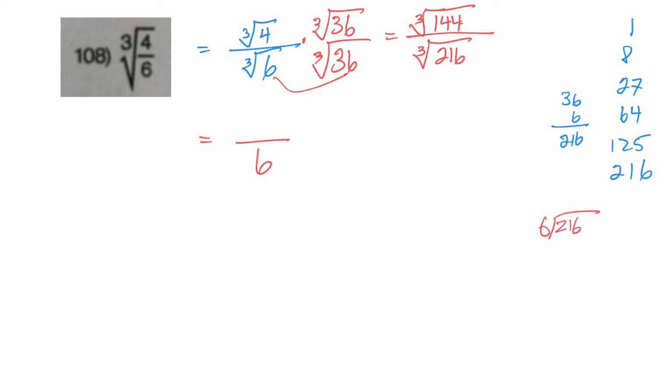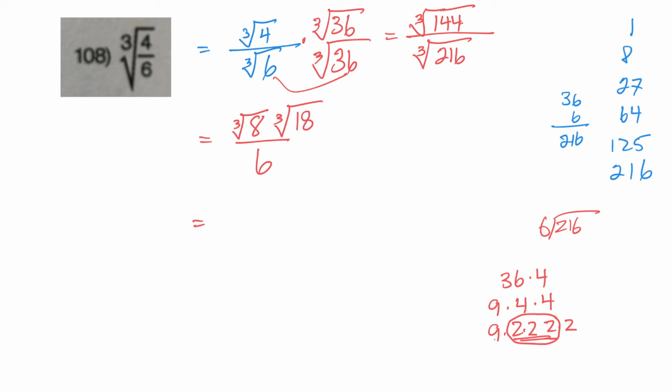Like 144, I know is 36 times 4. And 36 is 9 times 4. I can't get 3 4s, but maybe I can get 3 2s. 4 is 2 times 2. The other 4 is 2 times 2. And there's a perfect cube root. So I could rewrite the cube root of 144 as the cube root of 2 times 2 times 2, which is 8, times the cube root of 9 times 2, which would be 18.